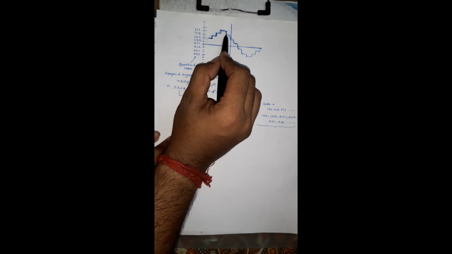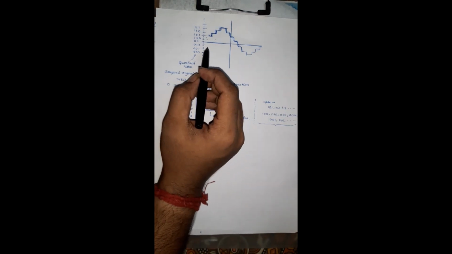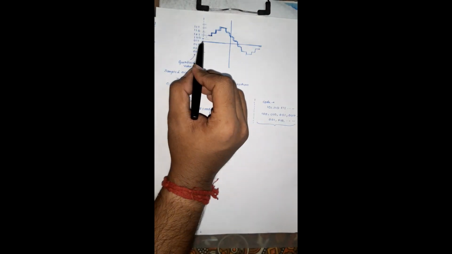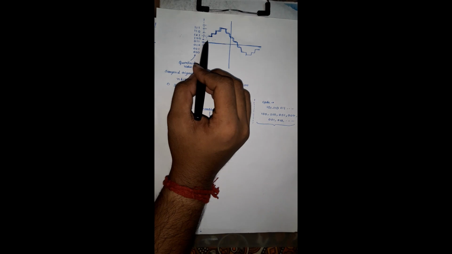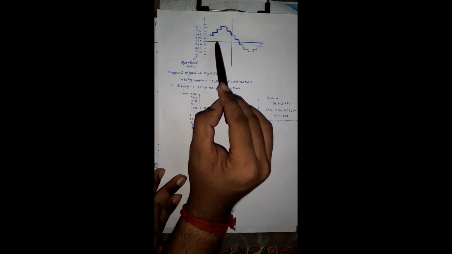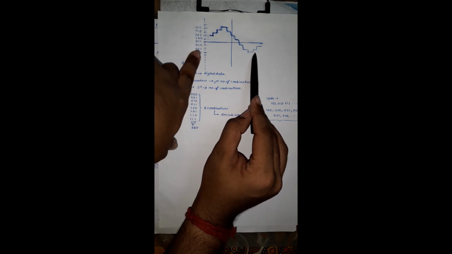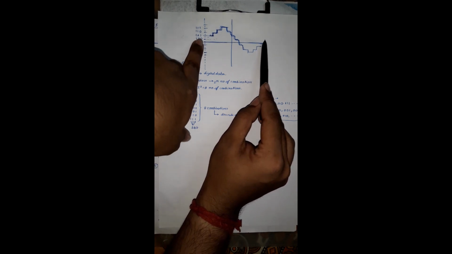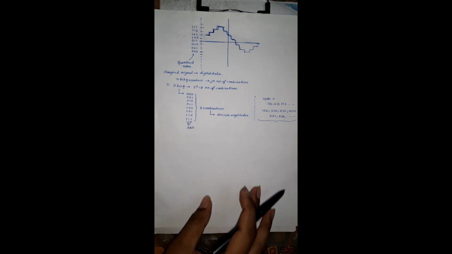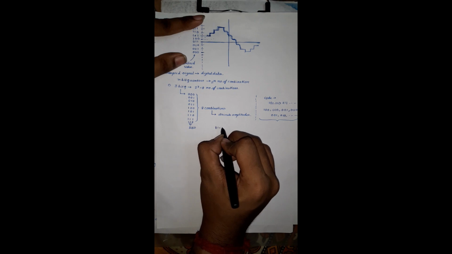And as this value varies, we get several combinations of the 3-bit codes. First of all we get 101, then 110, 111, 110, 101, 100, 011, and similarly 001, 001, then 010, 011, 100. In this way we get continuous 3-bit combinations, and what we are getting are the binary codes.